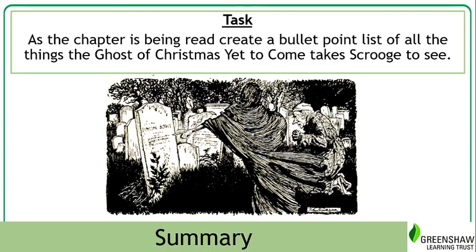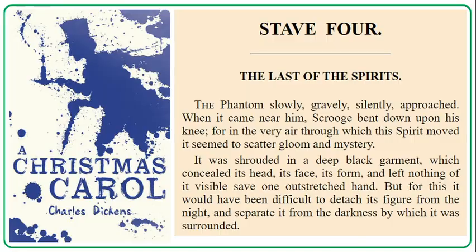So, as I'm reading the chapter, you shouldn't just be sitting there doing nothing. What I want you to be doing is to make a bullet point list of all the things the Ghost of Christmas Yet to Come takes Scrooge to see. So with the Ghost of Christmas Past and Present, the ghost takes Scrooge on this journey and takes him to see different scenes. I want you to be jotting down the different scenes that Scrooge is taken to, so that you have a bullet point list of those places. So, Stave 4, the last of the spirits.